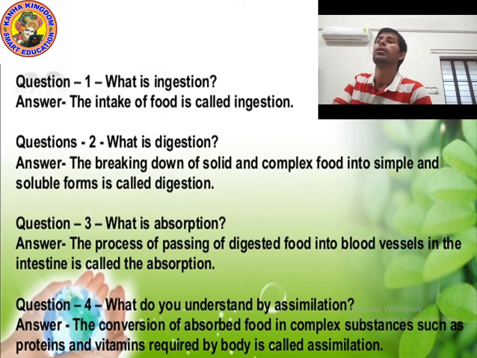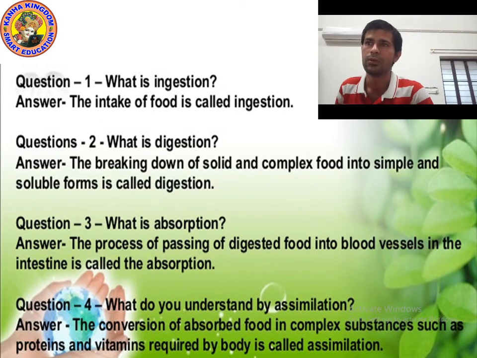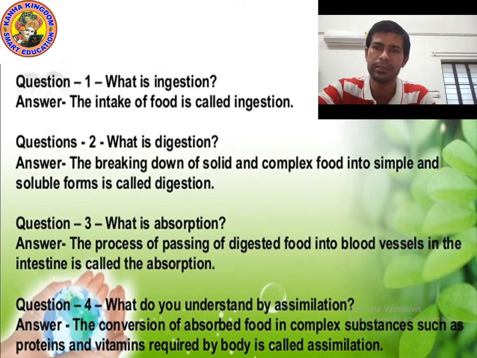Yes. So after absorption, complex food such as protein, vitamin, so what happens with them? They are converted. So the conversion of absorbed food in complex substances such as protein and vitamin required by body is called assimilation. Okay. Now let's see the next point.